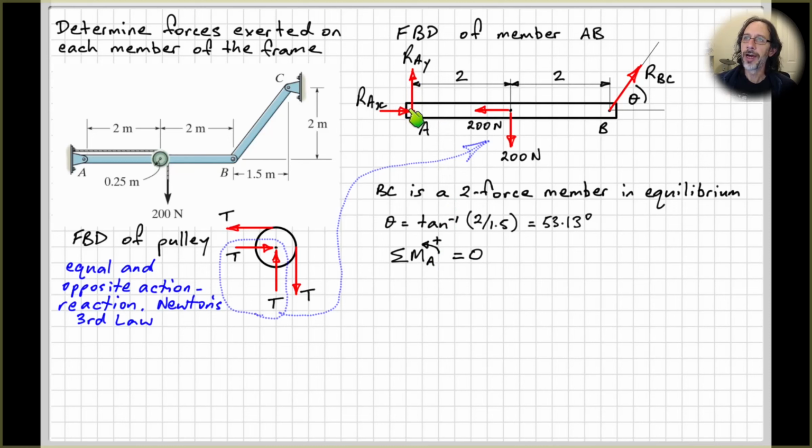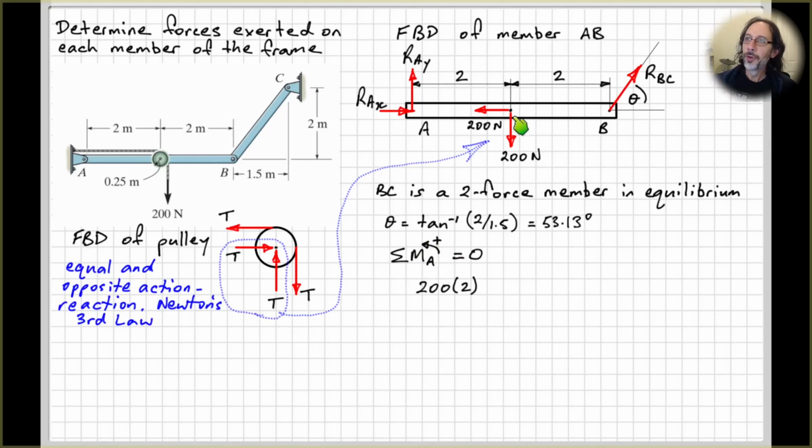Okay, so the moment of RAy through point A is 0, the moment of RAx through point A is 0. So that just leaves us with RBC as an unknown. And don't forget, it's important that you indicate down here where you're taking moments about, and also what you're considering to be the positive sense for the moments.